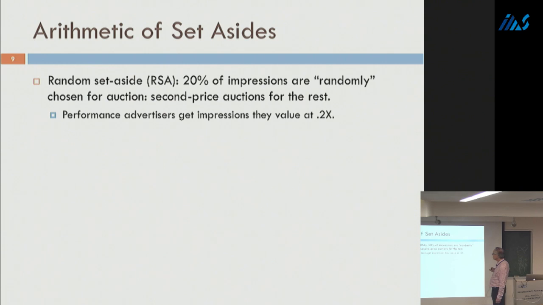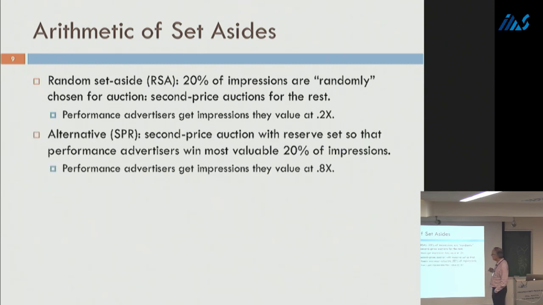Here's the arithmetic. Suppose 20% of the impressions were randomly chosen for the set-aside, and second price auctions were used for the rest. This is the way I'm going to model set-asides: it's unrelated to anything, it's random. Performance advertisers get x for all of the impressions, so they're getting 20% at random. Performance advertisers are getting 0.2x of the value.